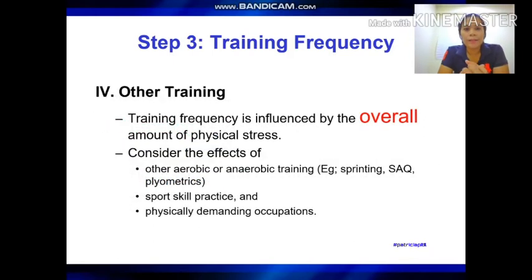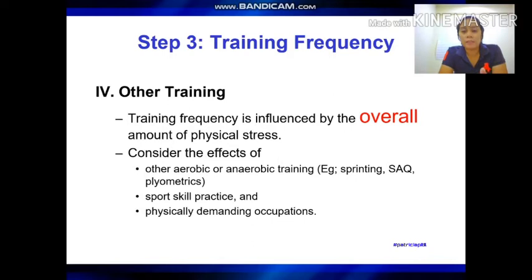Alright, and last but not least, other training influencing your training frequency. Training frequency is influenced by the overall amount of physical stress. Consider the effect of this. If the athlete is emphasizing aerobic or anaerobic training, then the resistance training should be fewer, and the same goes for other sports skill practice or physically demanding occupation.